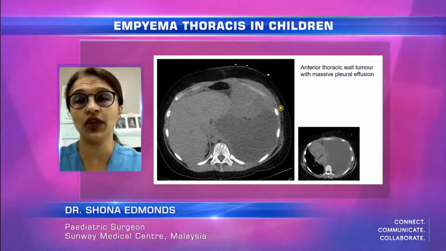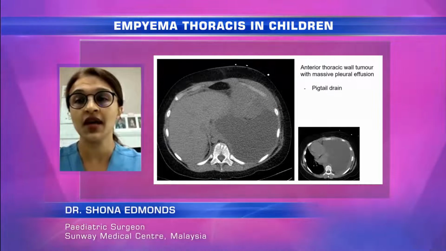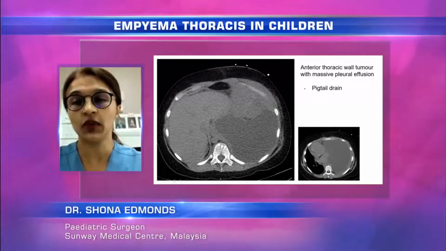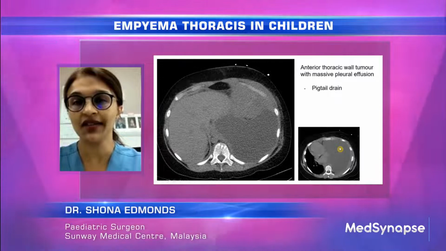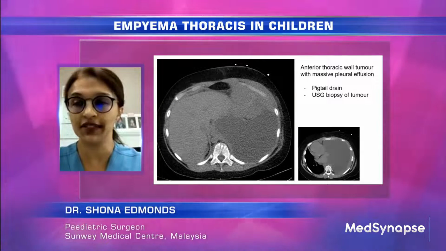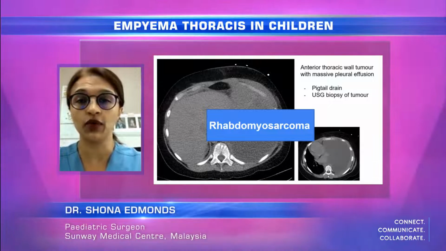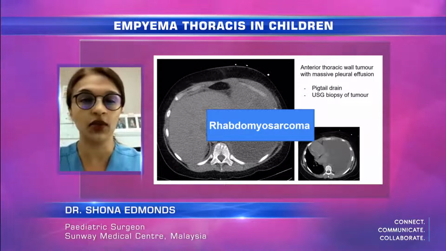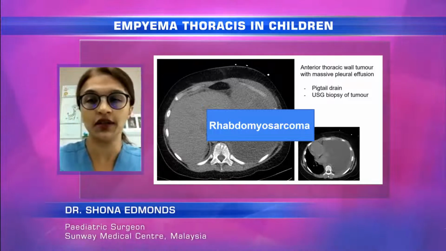However, we had to break with that norm again because of the discovery of a mass. We then performed a pigtail drain because we wanted to relieve the effusion on the left under ultrasound guidance, and the biopsy of the tumor was done during the same sitting. Lo and behold, it was confirmed to be a rhabdomyosarcoma of the anterior chest wall. The child is still undergoing chemotherapy for this, and definitive surgery will be done soon.